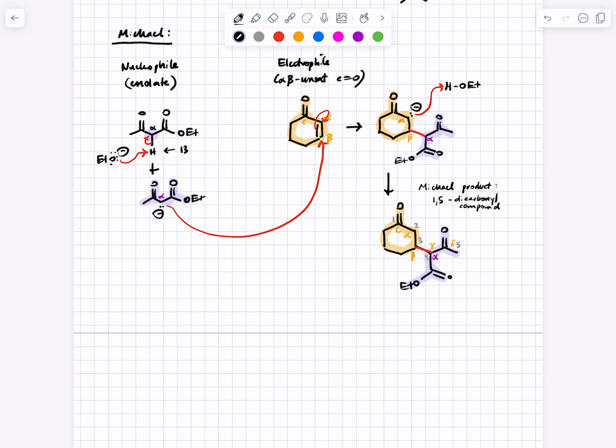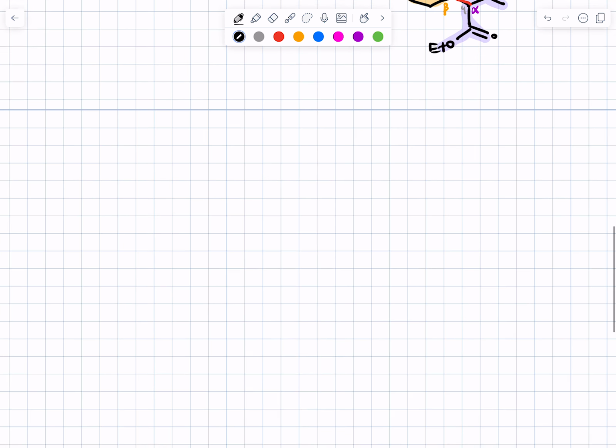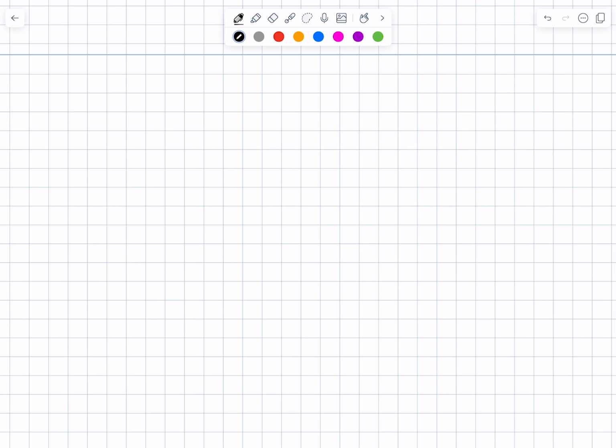Okay, let's do one in the predict the product sense together, and let's do one in the thinking backwards sense together. So this example comes right out of your text, and the text says what product is formed when each of the compounds is treated with sodium ethoxide in ethanol. They don't tell you that it's the Michael reaction, but there are context clues present that would indicate what you are meant to do.